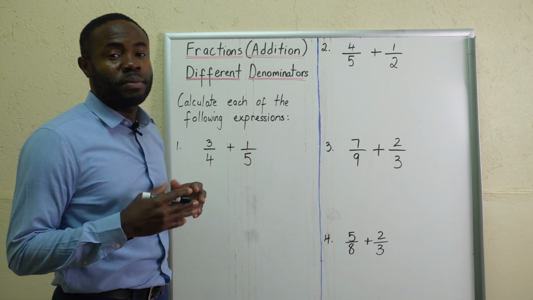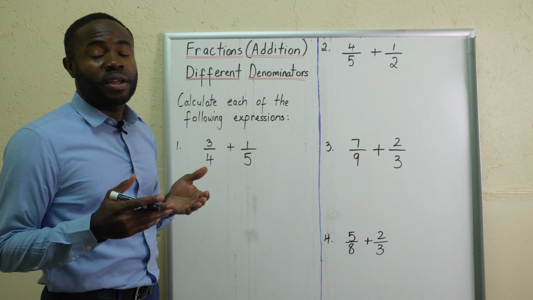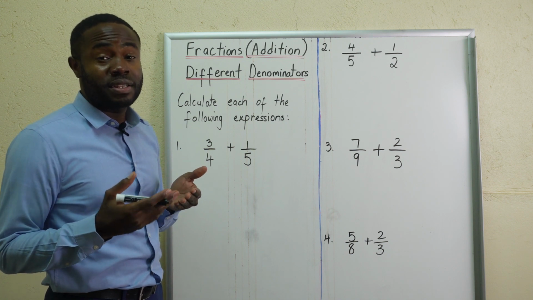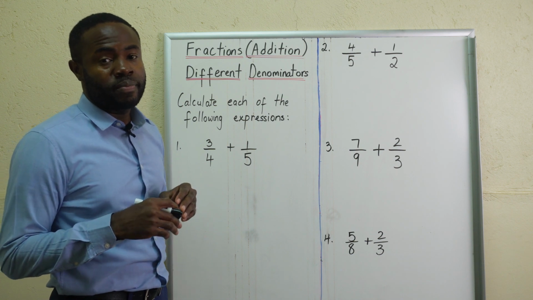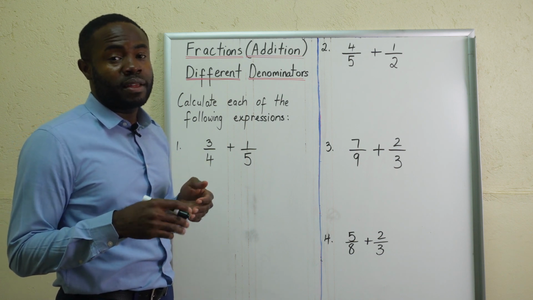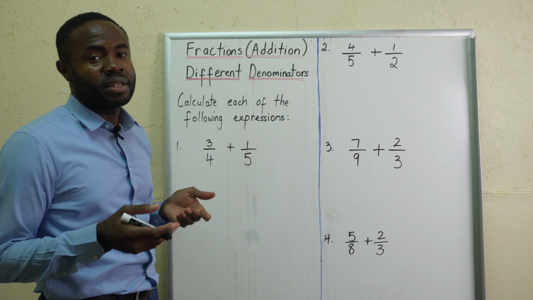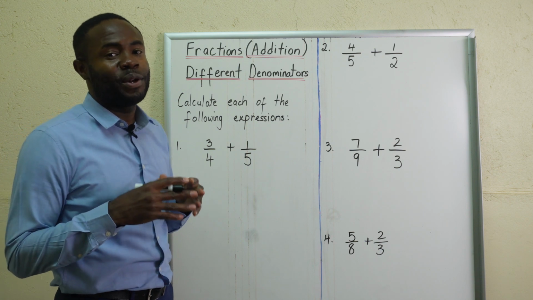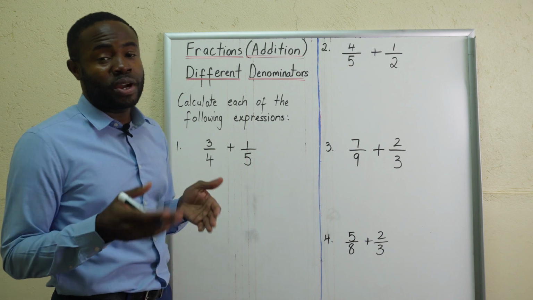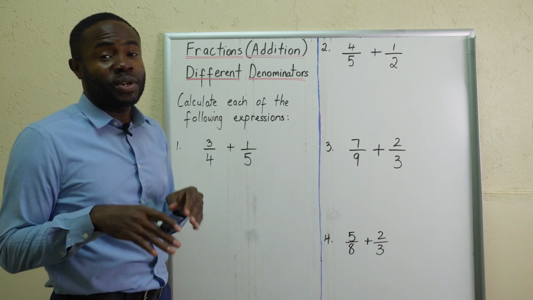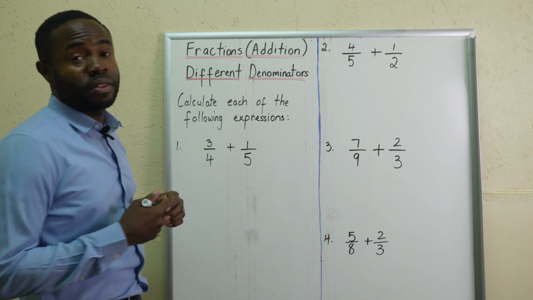In this lesson, we'll be adding fractions but with different denominators. Whenever you're given fractions that consist of different denominators, you need to find a common denominator. How you do so is simply find the lowest common multiple of those denominators. In fact, you don't need to find the lowest one. You just need to find a common one. However, working with the lowest one will ensure that you work with the smallest possible numbers. Let's jump into this question.